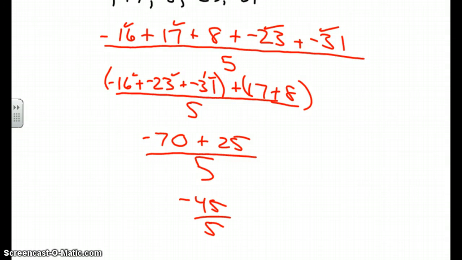And here's the division we're talking about today. So what is negative 45 divided by 5? Everyone? Negative 9. Equals negative 9. And there it is. There's our mean.